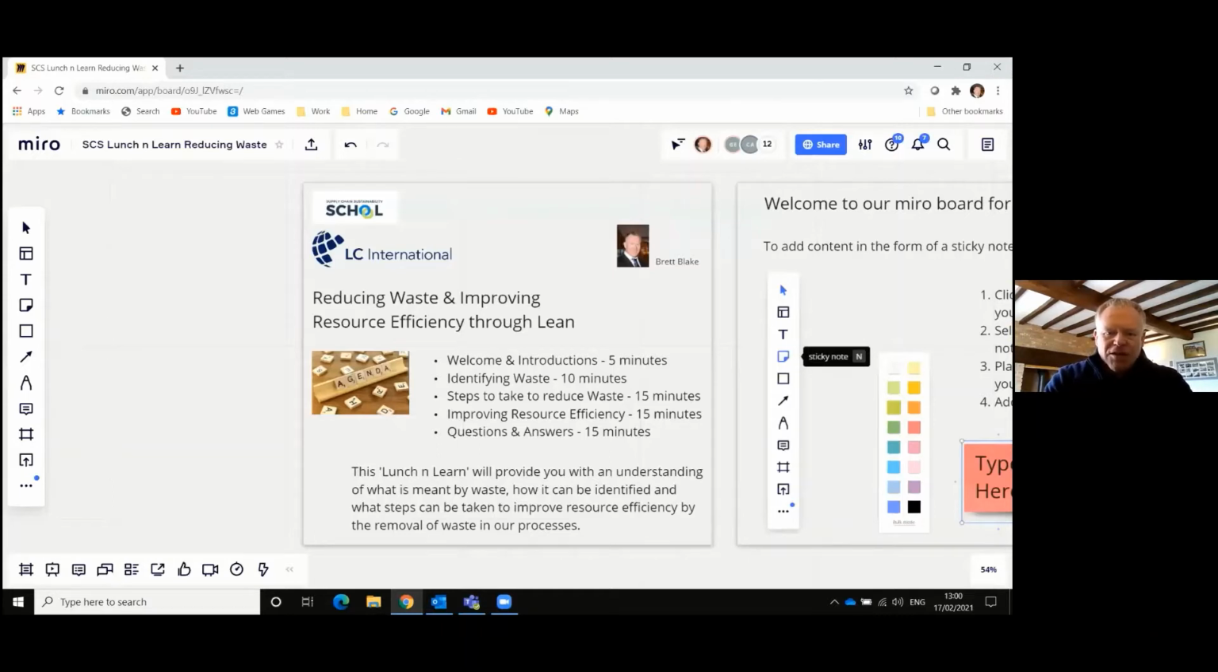So this Lunch and Learn is all about providing you with an understanding of what is meant by waste and how it can be identified and what steps can be taken to improve resource efficiency through the removal of waste in our processes. So what do we mean by waste? Well, waste traditionally might be the things we throw away, things that we don't need. What we're going to be looking at today is waste in the things that we do that stops our processes working effectively and efficiently. And we will look at that through the eyes of lean thinking.